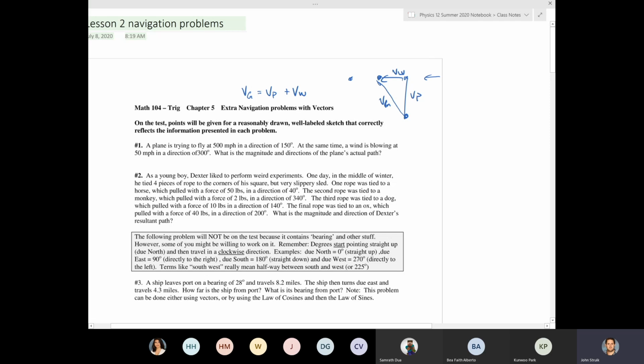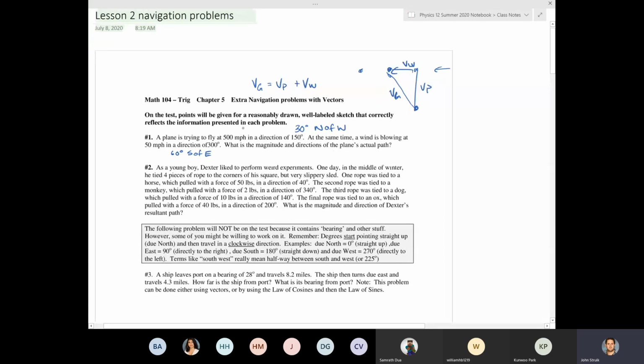So a plane is trying to fly, so that's its ground, 500 miles per hour in a direction of 150 degrees. So this is the same thing as 30 degrees north of west. And at the same time, there is a wind blowing at 50 miles per hour, 300 degrees. So that's going to be 60 degrees south of east. So this is our V ground. This is our V wind. So to find the V plane, we're just going to rearrange this equation to be V plane equals V ground minus V wind.